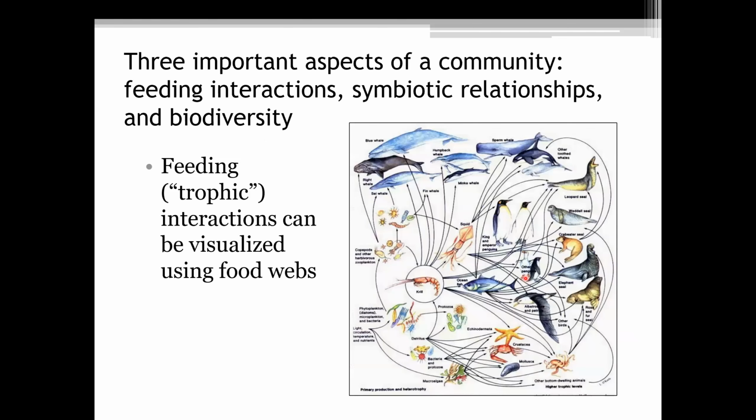So here there are three aspects to consider in a community. We have feeding interactions, symbiotic relationships, and biodiversity. So the first one is feeding, trophic interactions, and these are typically visualized using food webs. And when you talk about feeding interactions, you're going to have a producer, a primary consumer, secondary consumer, tertiary consumer, decomposer. And we'll talk more about this later, but in activity one.